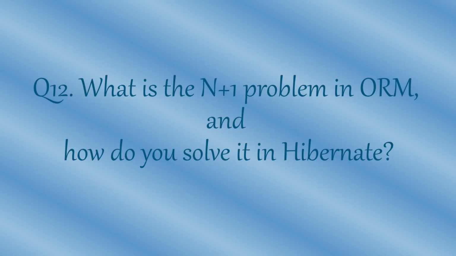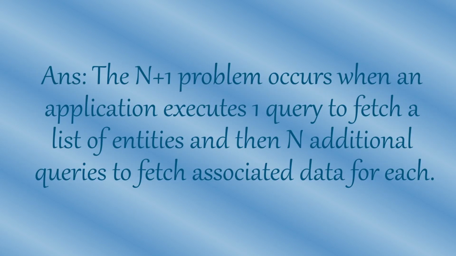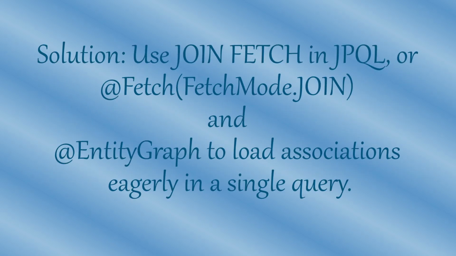Q12. What is the N+1 problem in ORM and how do you solve it in Hibernate? Answer. The N+1 problem occurs when an application executes one query to fetch a list of entities and then N additional queries to fetch associated data for each. Solution. Use join fetch in JPQL or @Fetch(FetchMode.JOIN) or an entity graph to load associations eagerly in a single query.